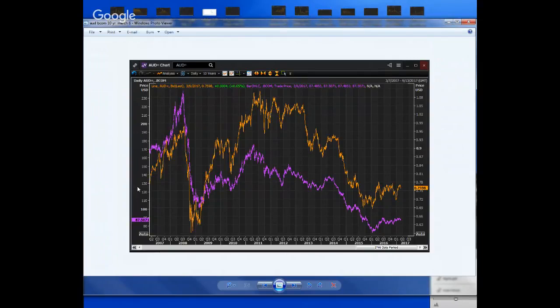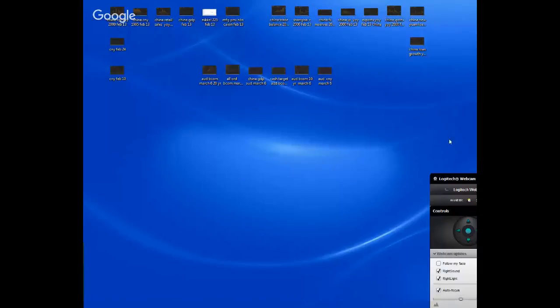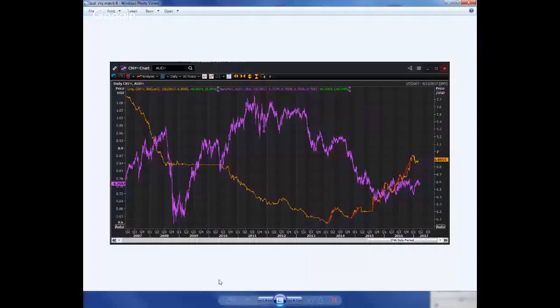So the next question that has to be asked about Australia is not strictly about Australia, of course. It's much more strictly about commodities in China. Let's look at the Aussie and the Chinese yuan. I take the trading level of the yuan as the best indicator of what is happening in the Chinese economy.